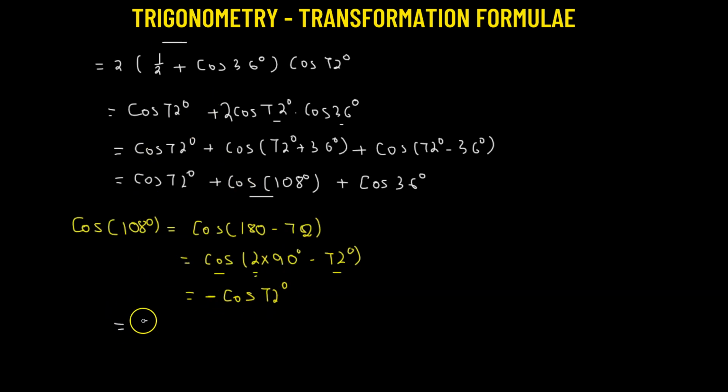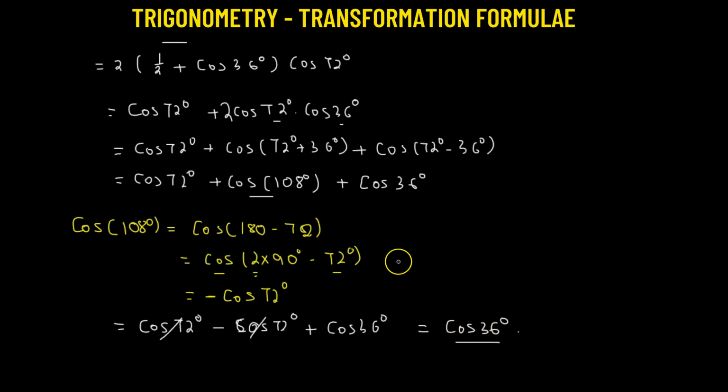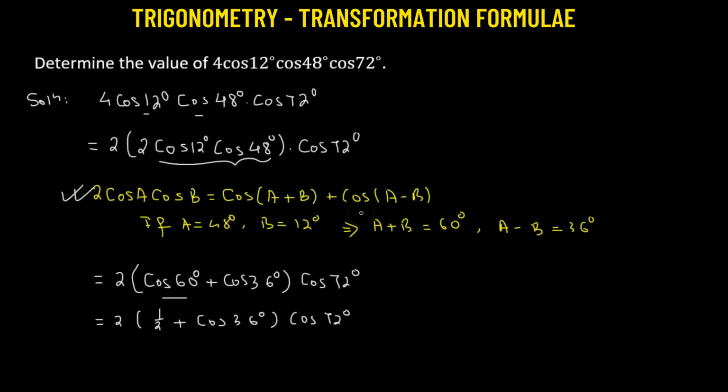So that means our expression is now going to become cosine 72 degrees minus cosine 72 degrees, replacing cosine 108 degrees with negative cosine 72 degrees, plus cosine of 36 degrees. So here we can subtract the first and the second term, and this is going to leave us with the final expression, cosine of 36 degrees. So this is going to be the value of the given trig expression, 4 times cosine of 12 degrees times cosine of 48 degrees times cosine of 72 degrees. So this will be simply equivalent to cosine of 36 degrees.